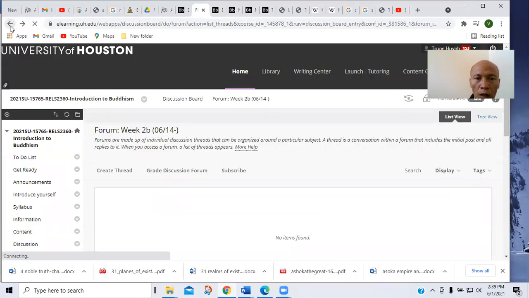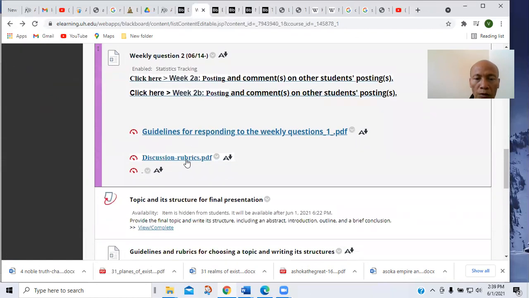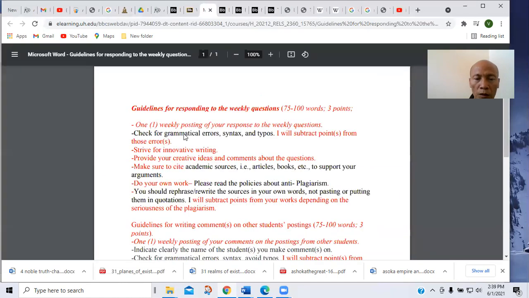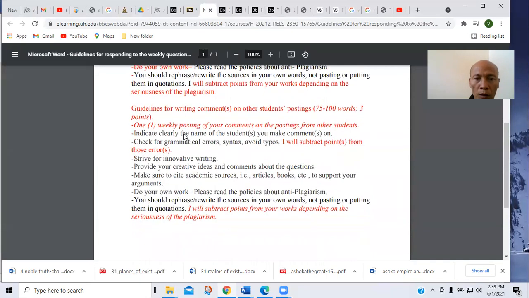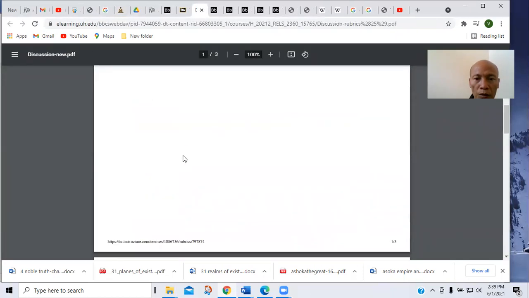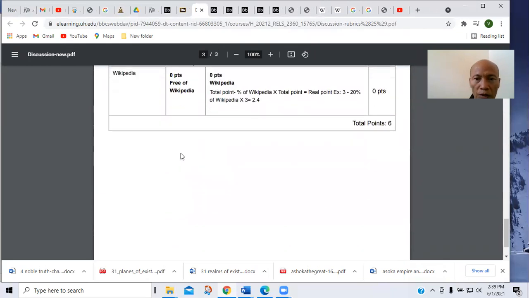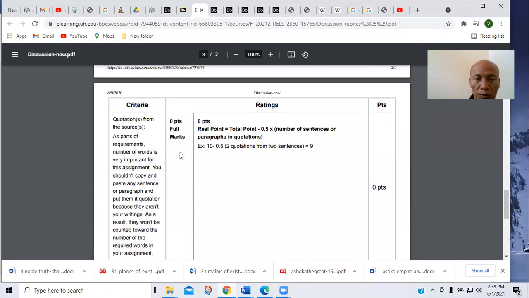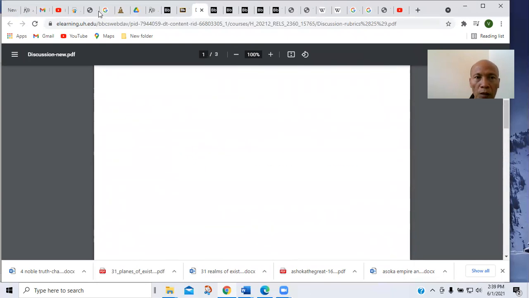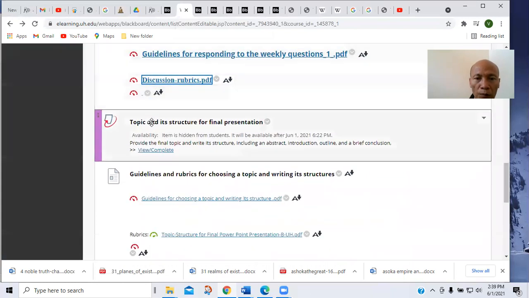Okay, and please follow this discussion guideline. This is the guideline that I discussed before, and these are the discussion rubrics. You can follow this rubric, and you have 6 points in total. Please read carefully, and I have shown you some examples already.